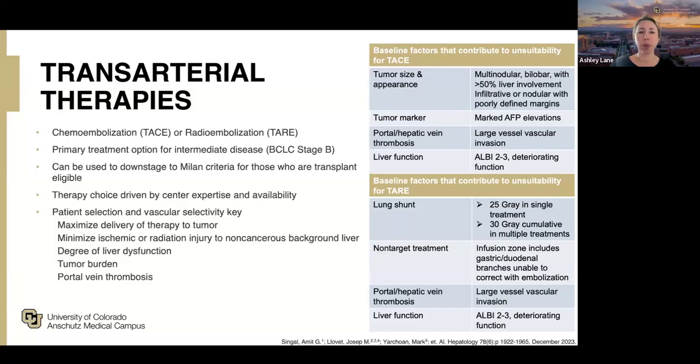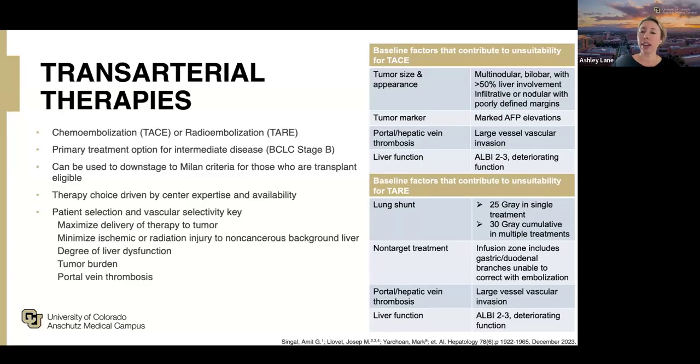So this is the primary treatment option for intermediate disease. So in that staging system at stage B, you'll see us sometimes using it to downstage patients who are outside Milan criteria to get them in Milan criteria who are transplant eligible. And the choice of therapy, so TACE versus TARE, is really driven by the center expertise and the availability. So what can your local interventionalists do? What do they feel comfortable doing?